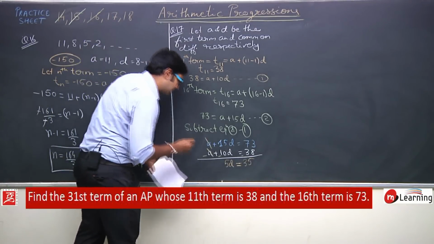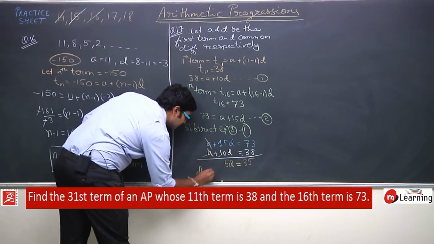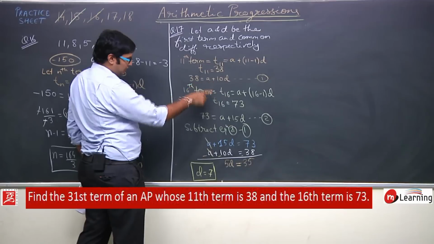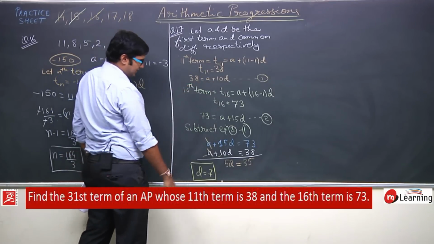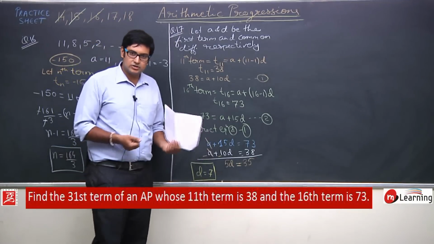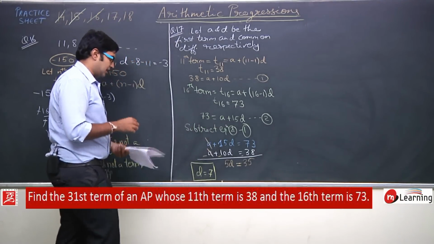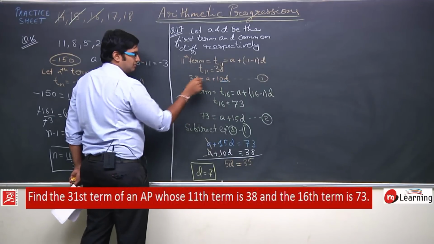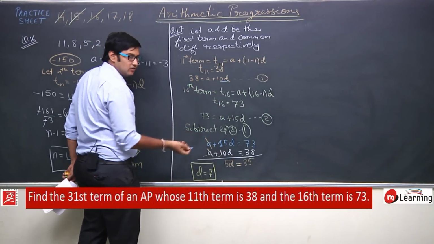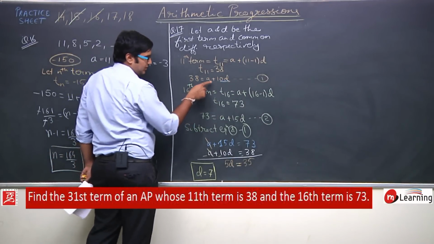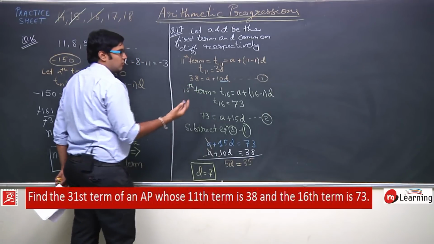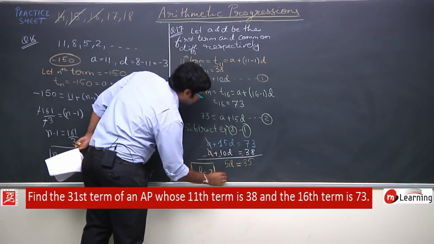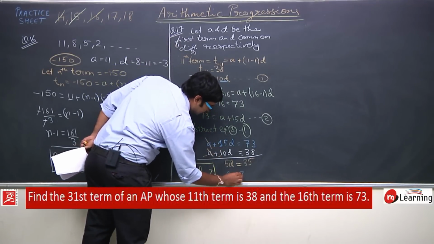So from here you will get the value of D as 7. Now using the value of D, can I calculate the value of A? Yes, it's very easy. So D is equal to 7, and if I substitute D equals 7 in this equation, it will become 38 minus 70. Okay, 7 into 10, 70. So 38 minus 70, you will get A is equal to minus 32.